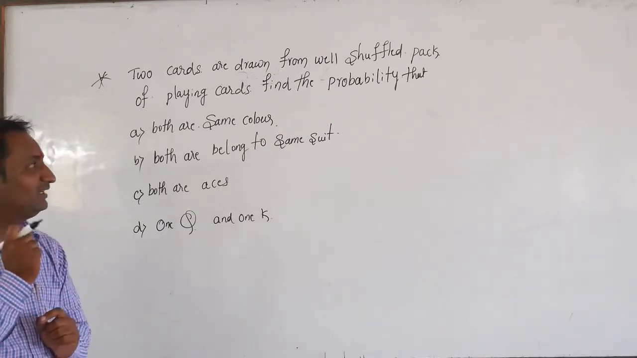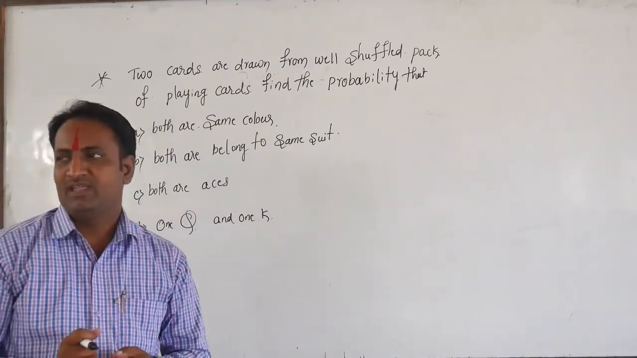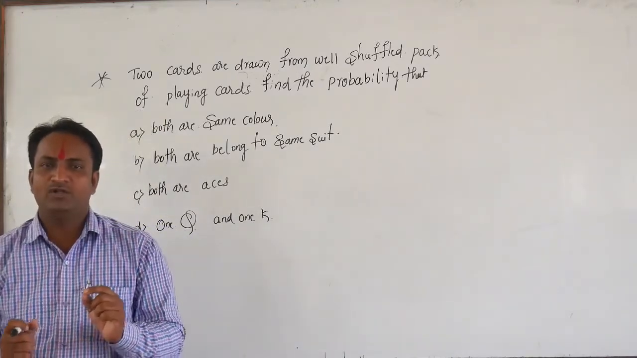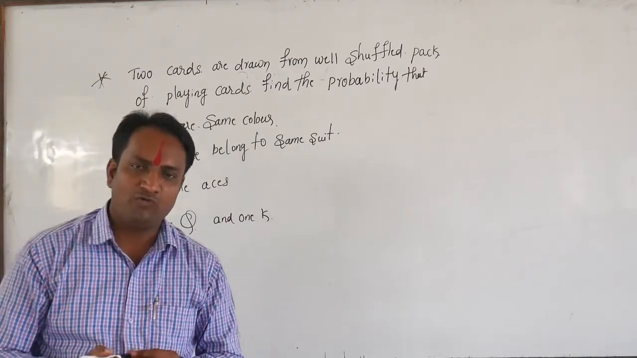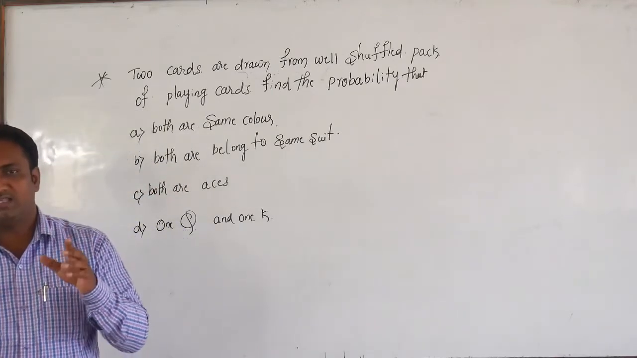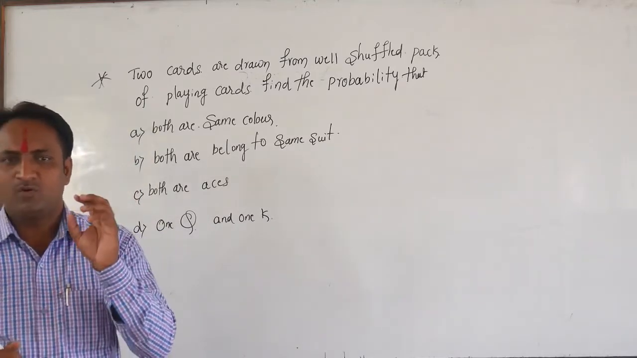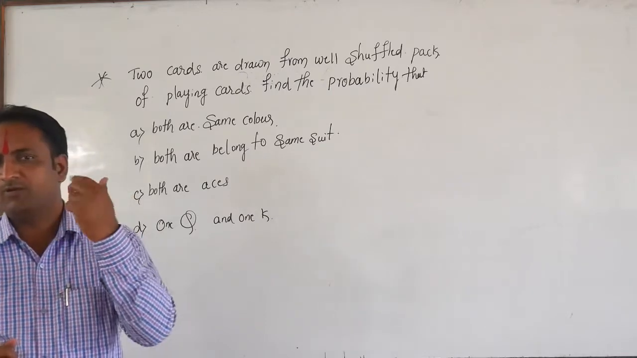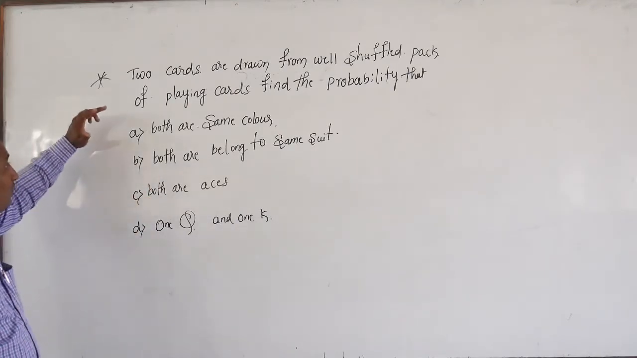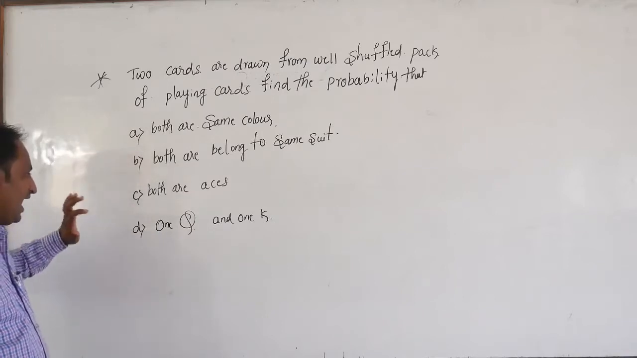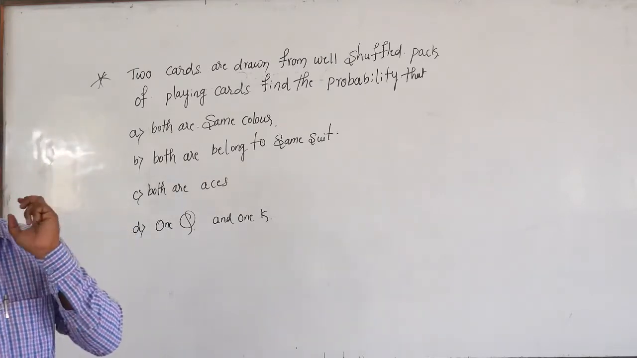Find the probability of an event. The probability of an event is the ratio of favorable outcomes to the total possible outcomes. Here we need to find the probability of event A, event B, event C and event D. An event is a subset of the sample space.